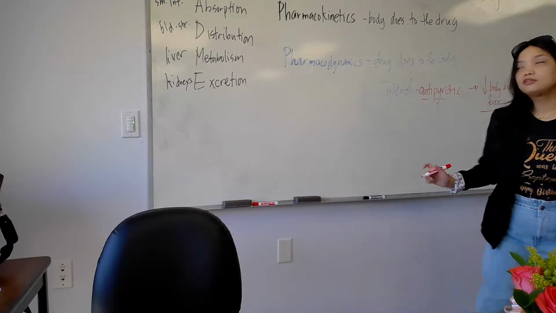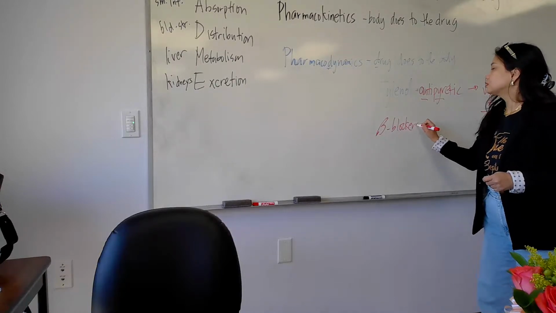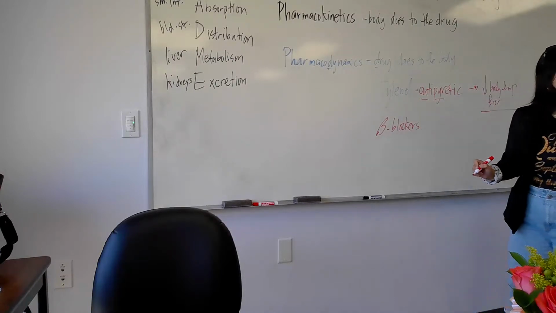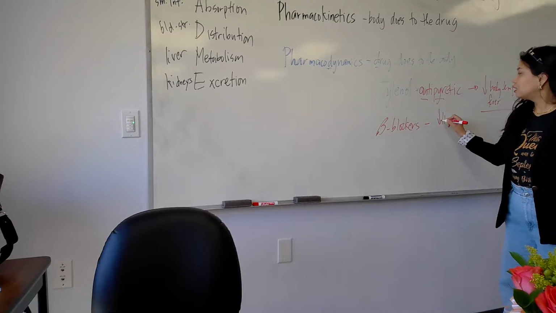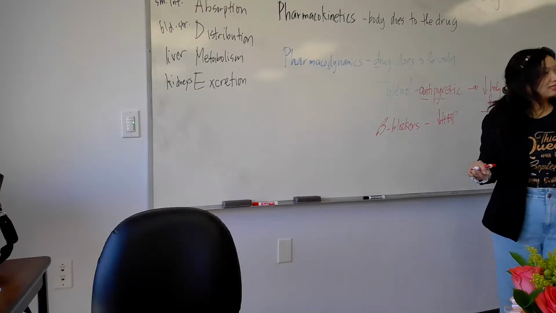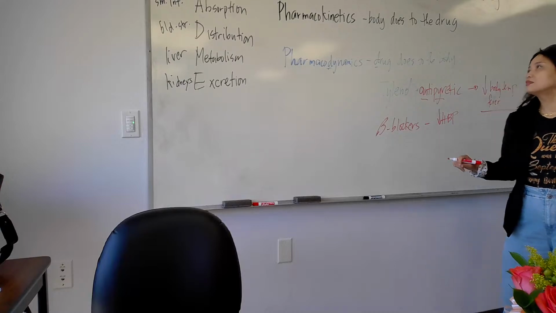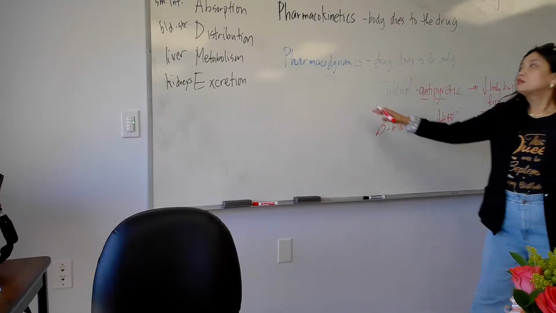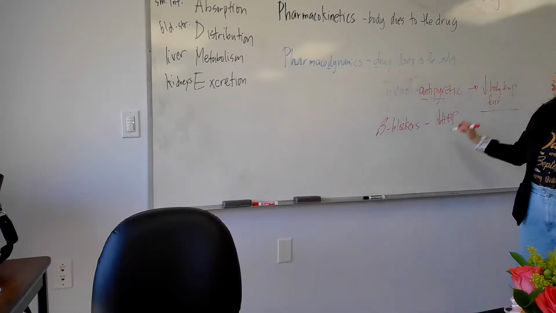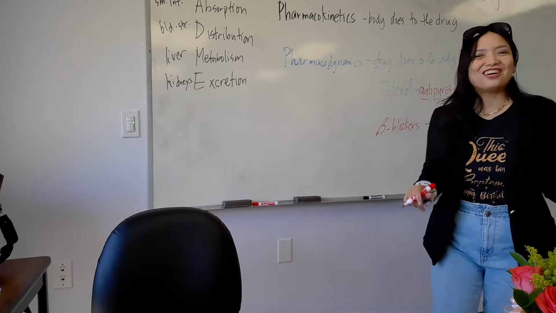Beta blockers. What do beta blockers do? Lower blood pressure. They're using that now, right? What did the drug do to the body? Lower the blood pressure. Drugs that end in prazole.